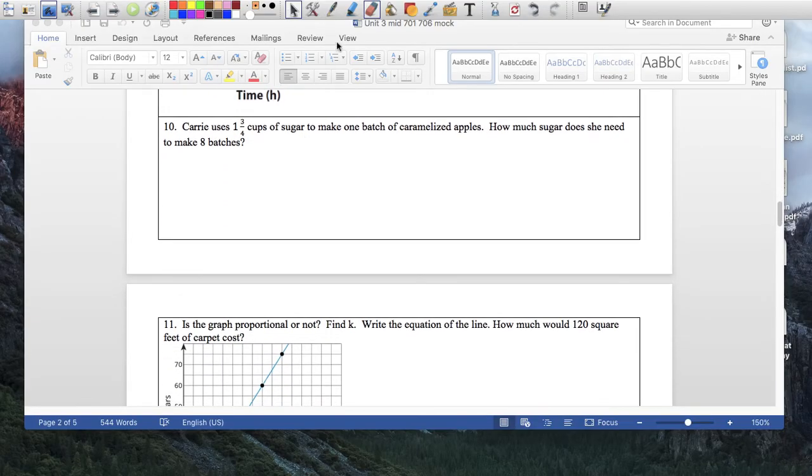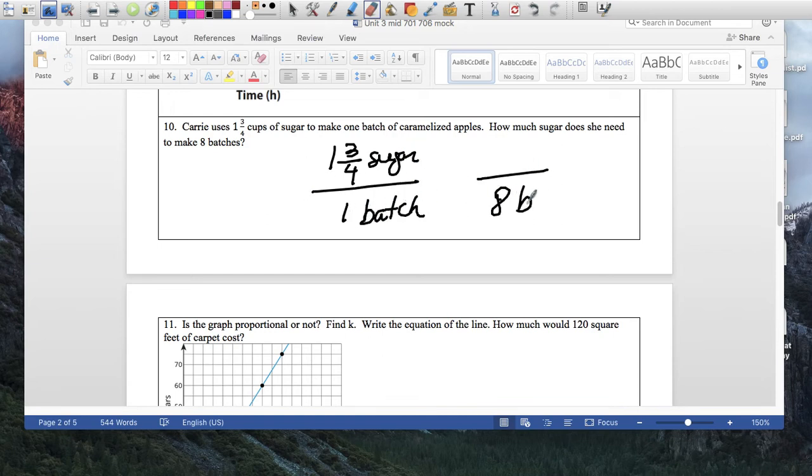Problem 10. Carrie uses 1 3/4 cups of sugar to make 1 batch of caramelized apples. How much sugar does she need to make 8 batches? So let me write this like this: 1 3/4 cups of sugar to make 1 batch. And if I want to make 8 batches, we can set up a proportion, right? How much sugar would I need? Well, times 8, and then times 8 on the top.